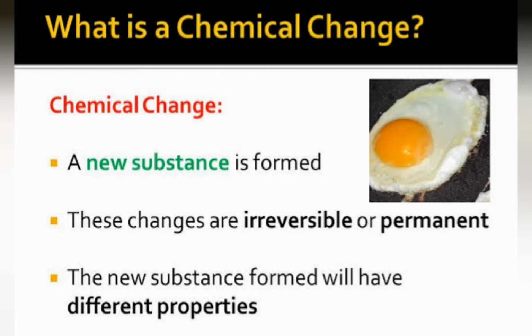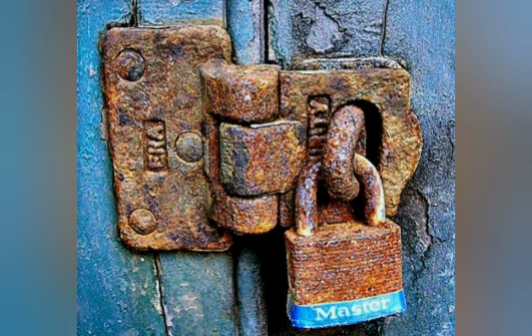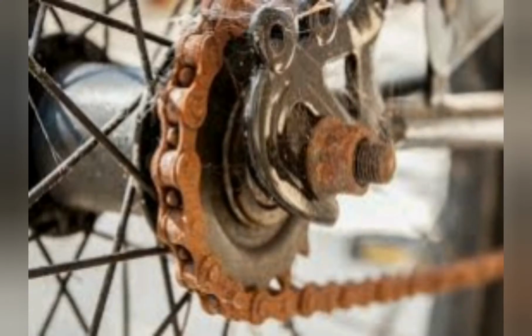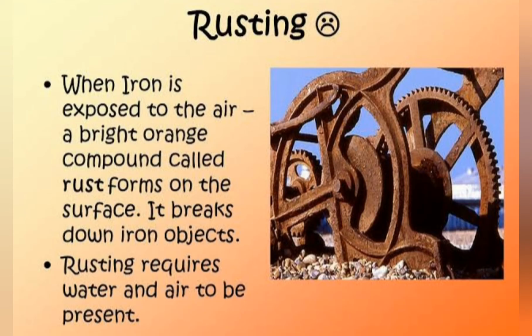Let us discuss some examples of chemical changes. Children, you would have noticed some reddish brown deposition on iron objects such as chains, iron locks, and even on your bicycle. This layer is called rust and the process is called rusting. Rusting is a slow change and quite undesirable. Why is it undesirable? Because it destroys the iron. Yes, rusting makes even strong iron weak.